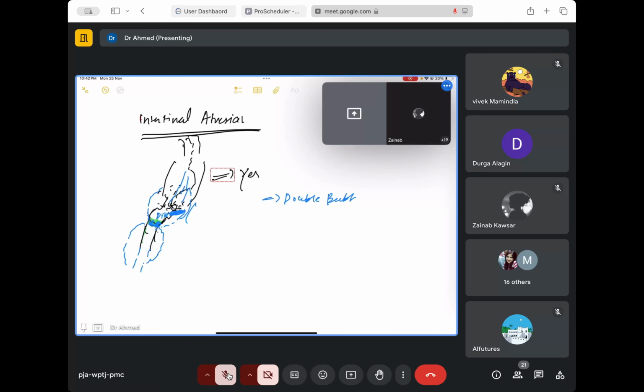Double bubble in case of duodenal atresia, right? And it's basically associated with Down syndrome. So simply you can just remember it as 3Ds: duodenal atresia, double bubble, and Down syndrome, right? We are going to see polyhydramnios, bilious vomiting, and abdominal distension. That's simple, right?